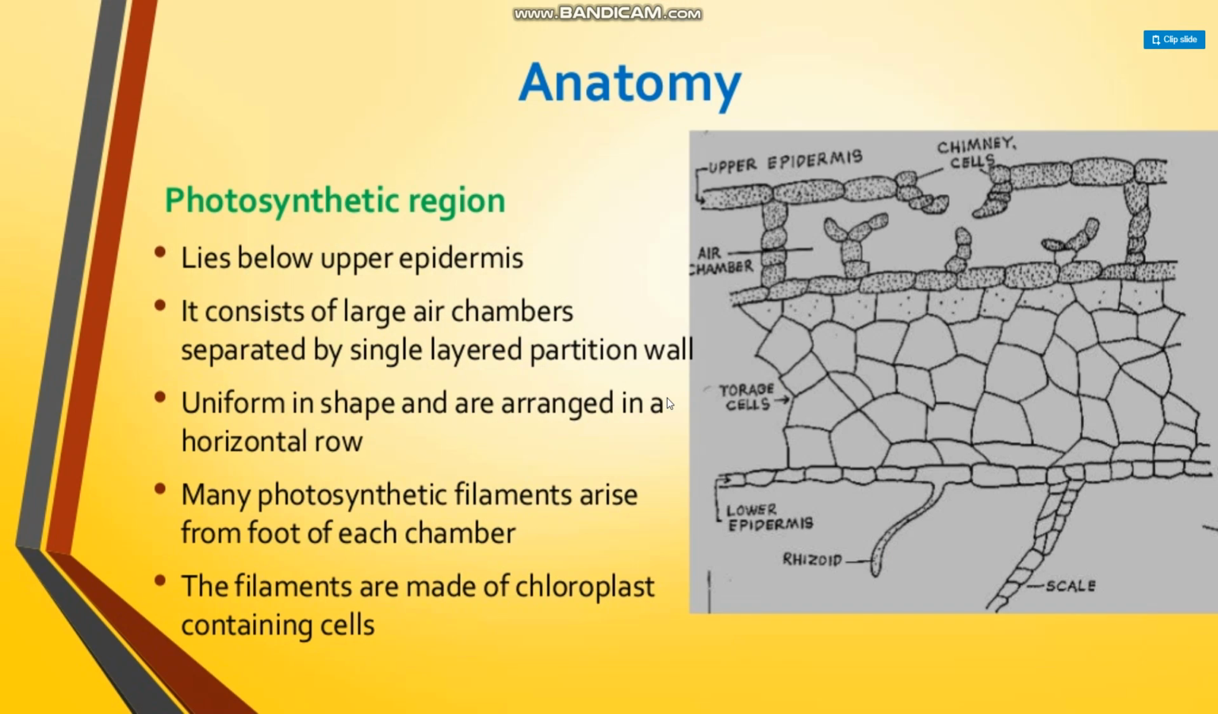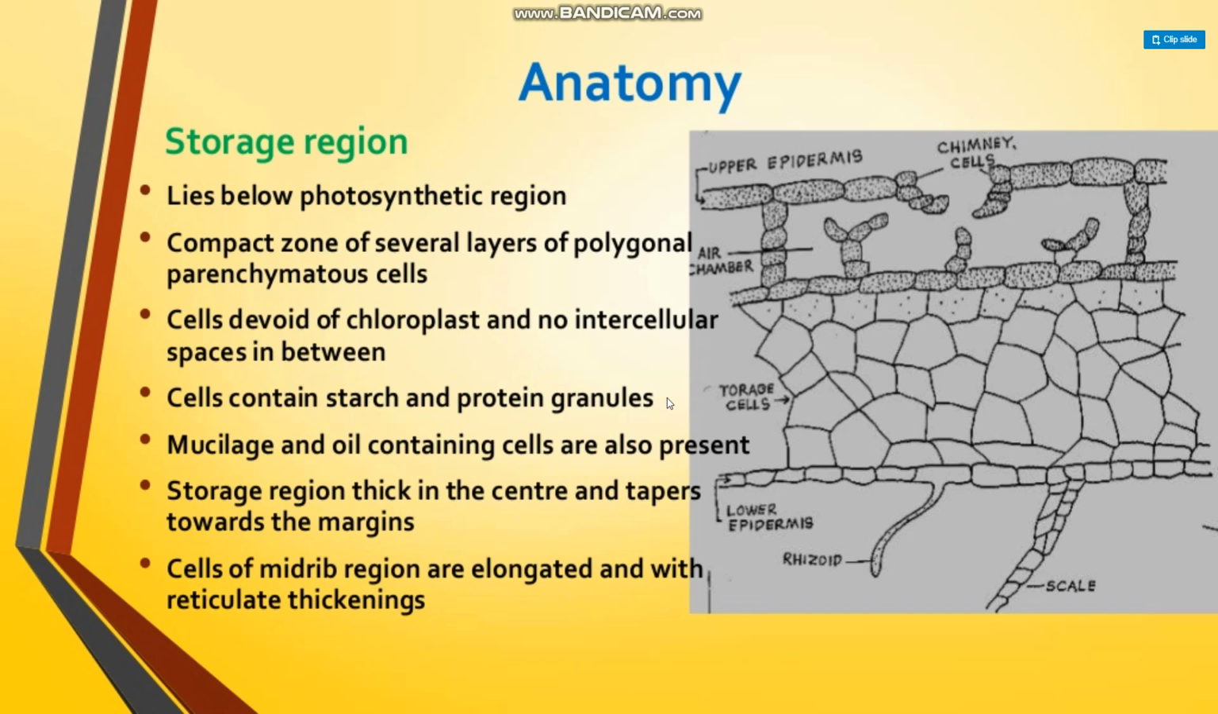Anatomy. Photosynthetic region lies just below the epidermis. It consists of large air chambers separated by single-layered partition walls, uniform in shape and arranged in a horizontal row. Many photosynthetic filaments arise from the floor of each chamber. The filaments are made of chloroplast-containing cells.